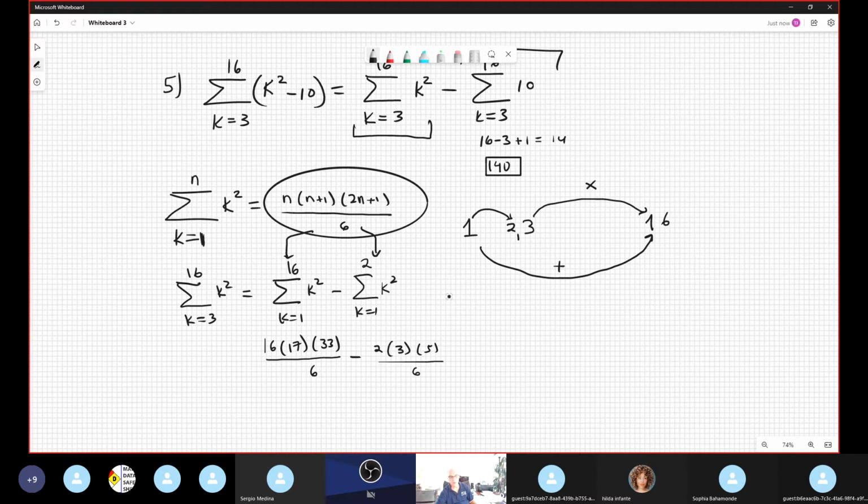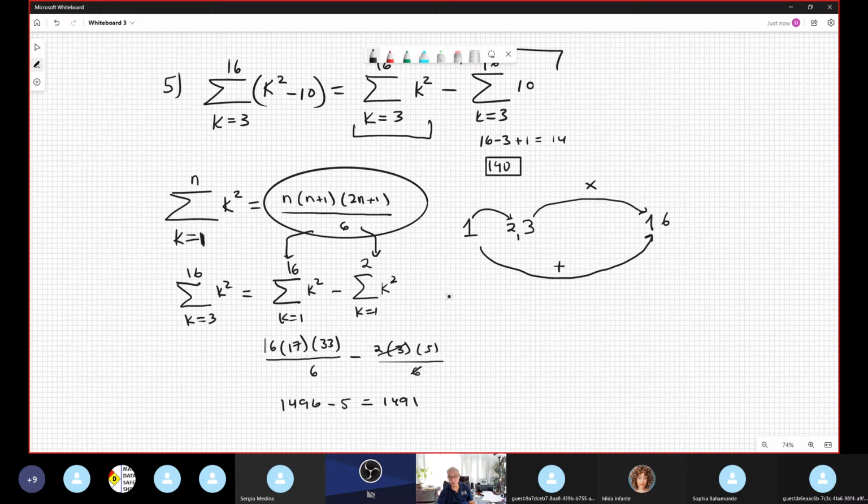It's easy. Look, 2 times 3 is 6. And this 6 and this 6 are gone, it's cancelled. And we compute that. Calculator maybe. Is 1,496. Multiplication this divided by 6 minus 5 is 1,491.